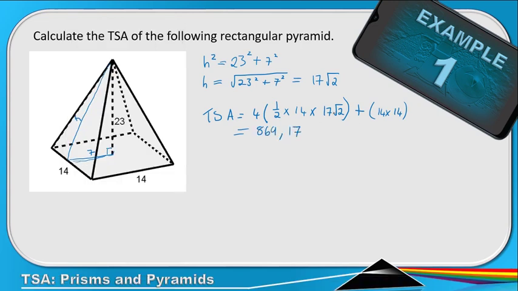And our units, they haven't given us units, so we're just going to say units squared, and it's units squared since it's just a surface area.